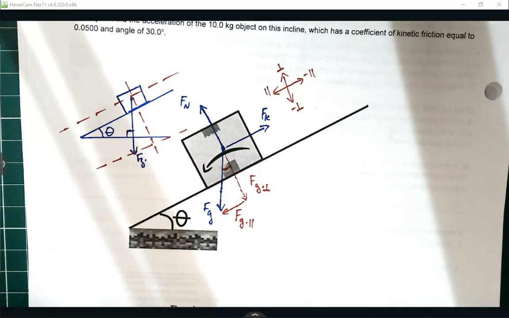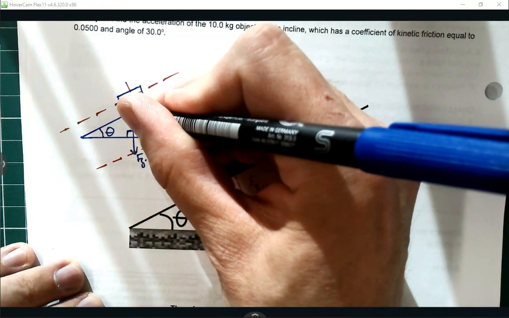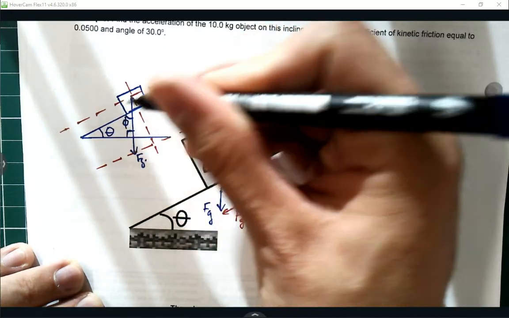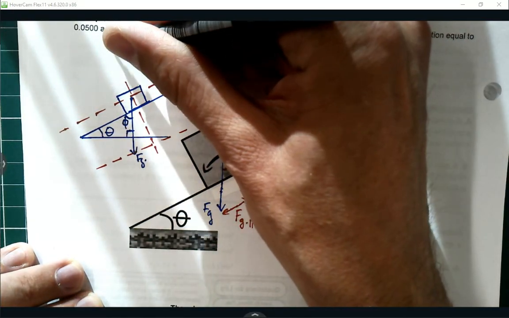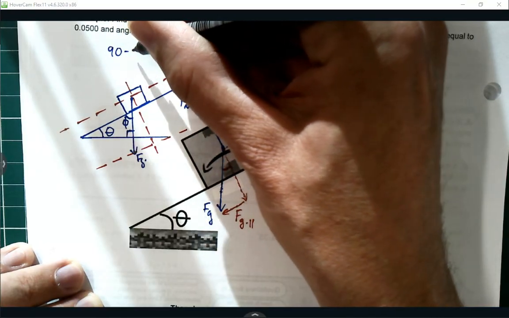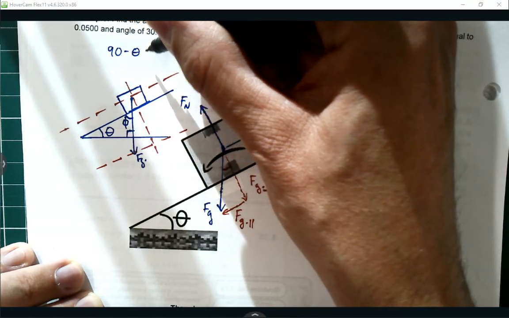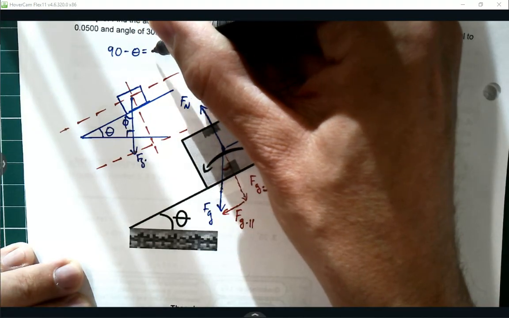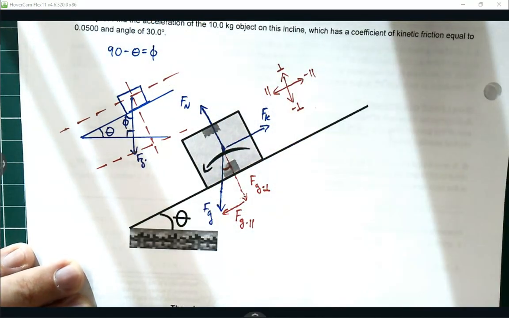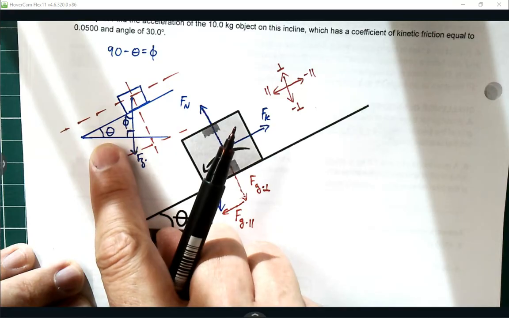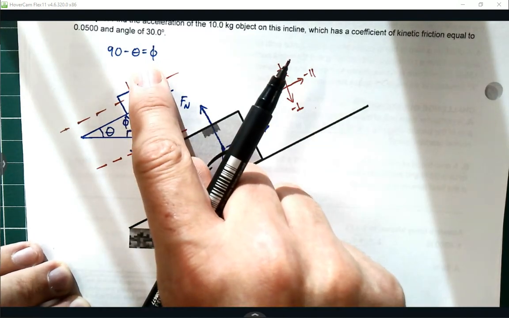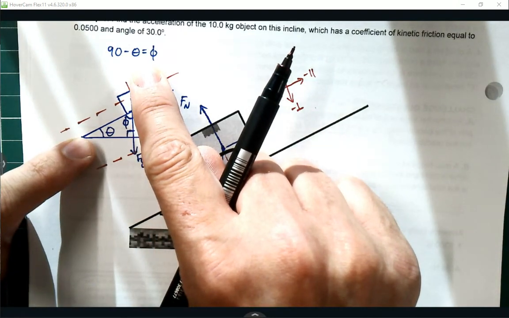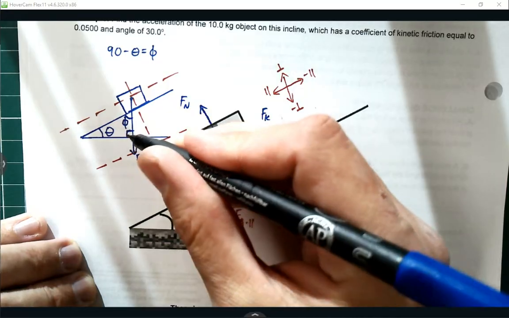Now I could, just for a second, off to the side, call this guy here angle phi. And I could define for myself that 90 minus theta equals phi. The reason I could say that is because there's 180 degrees in a triangle, and so theta plus phi must be equal to 90. Fair enough. So I say, okay, well hold on.